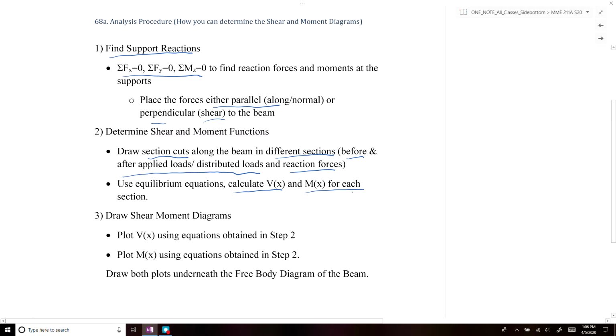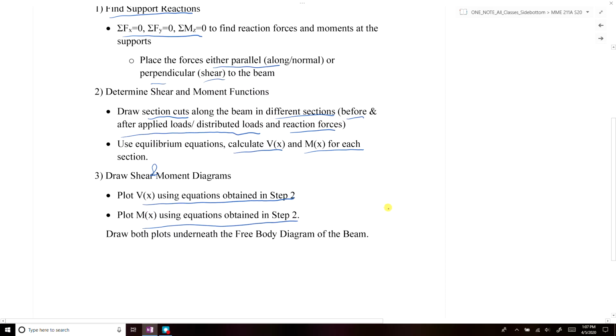Once you have V of x and M of x for each section, you will then draw the shear and moment diagrams. So you have the equations that you determined in step 2, and you plot V of x using those equations, and then do the same thing for M of x. Typically you will draw both of these plots underneath the free body diagram of the beam. To show an example of this process, we're going to go back to the last page and go through how we can determine the shear diagram and the moment diagram for the beam.